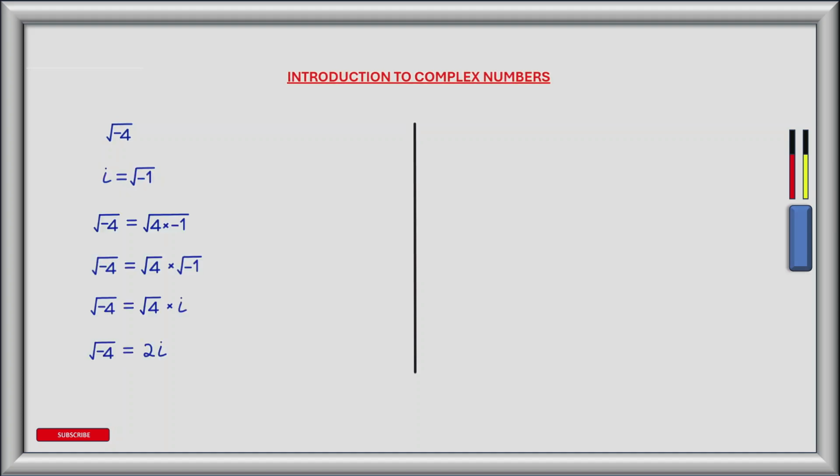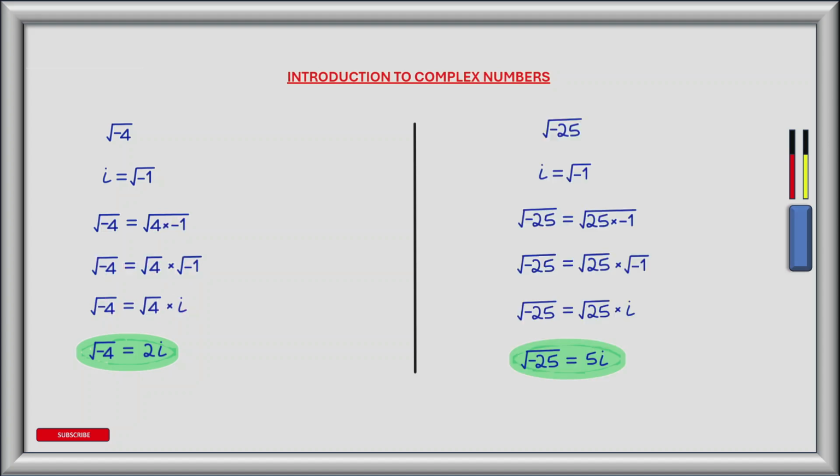If we now consider that -4 is 4 multiplied by -1, we have the square root of -4 is equal to the square root of 4 multiplied by -1. Simplifying this, we have the square root of -4 is equal to the square root of 4 multiplied by the square root of -1. If we now substitute i for the square root of -1, we have the square root of -4 is equal to the square root of 4 multiplied by i. And using the positive square root of 4, we have the square root of -4 is equal to 2i, which is our final answer. Let's take a look at another one.